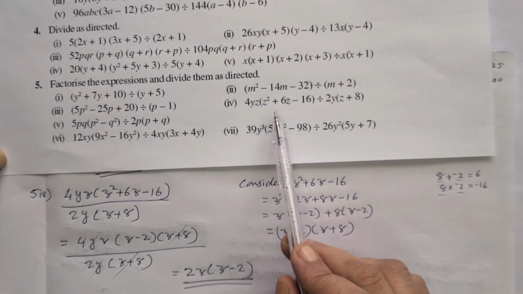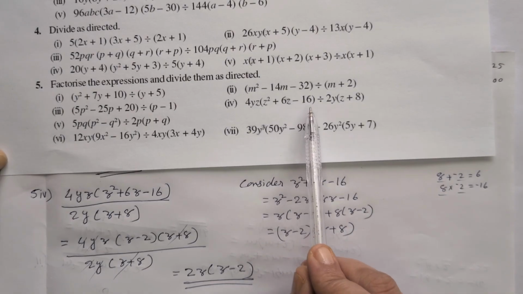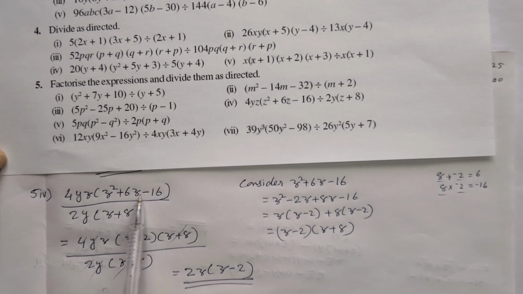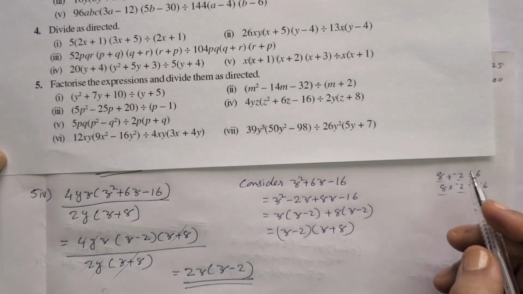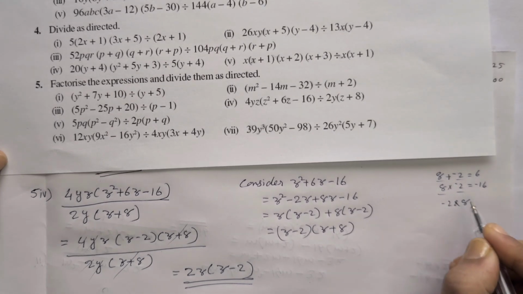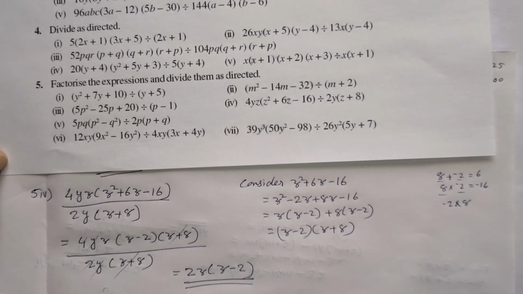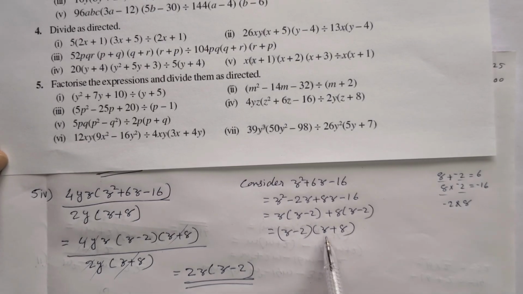Now the fourth one: 4yz into z square plus 6z minus 16, divided by 2y into z plus 8. First we have to consider this expression inside the bracket: z square plus 6z minus 16. By splitting the middle term, we have to factorize this. For that, find two numbers such that the sum is 6 and the product is minus 16. Here the numbers are minus 2 and 8. Minus 2 plus 8, we get sum 6, and minus 2 into 8 is minus 16. Then split the middle term, and after factorizing we get z minus 2 into z plus 8.